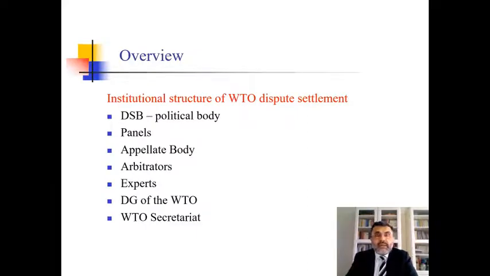Now, a word about the institutional structure of WTO dispute settlement. The most important body that plays a role in the process is the dispute settlement body, the DSB. This is a political body. It is composed of the members of the WTO. In other words, each member of the WTO has a representative in the DSB. There are also the panels, of course, that play a role. There is the appellate body, as I mentioned. At two stages in the process, arbitrators may play also a role, which I will explain to you.